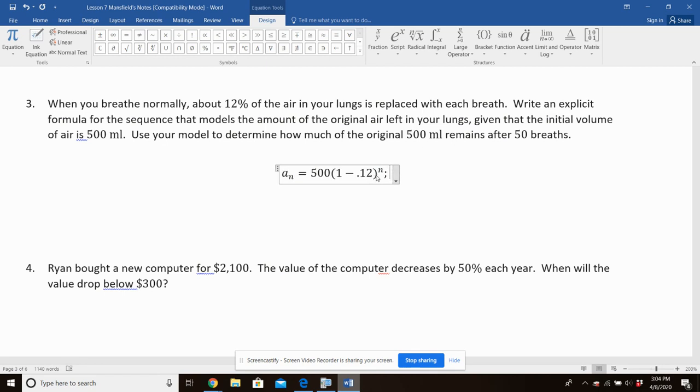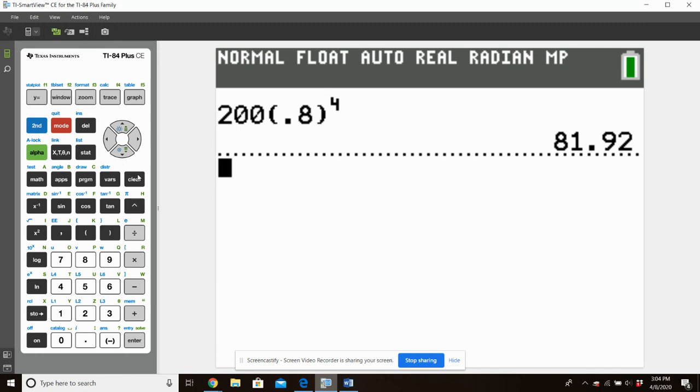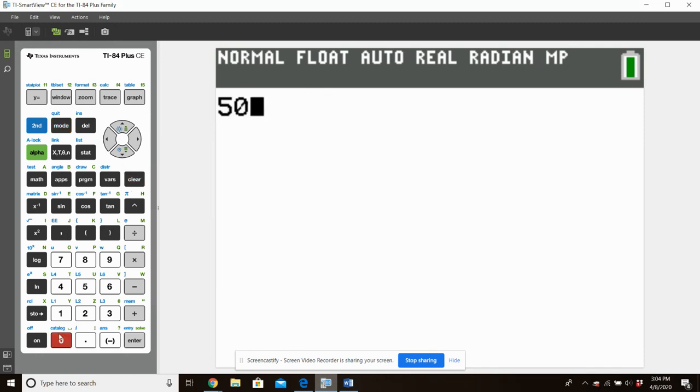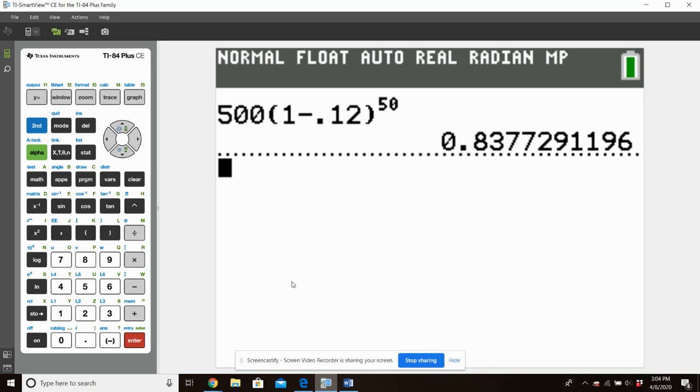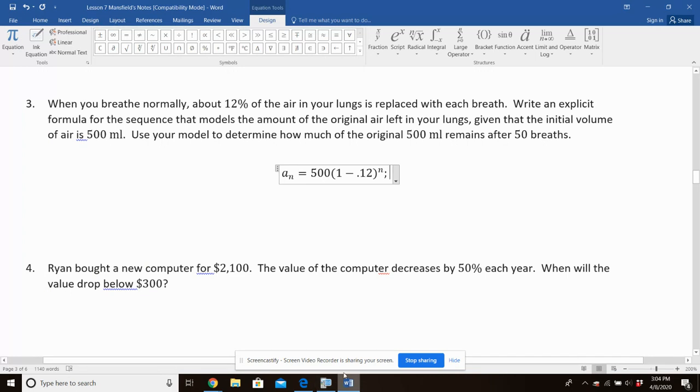And then let's use that model to determine how much of the original remains after 50 breaths. So to our calculator, I'm going to say 500, 1 minus 0.12, and we're going to raise that to the 50th power for 50 breaths. And it looks like 0.837 or 0.84 if you prefer would be left. So let's call that 0.84 milliliters would be remaining of that initial amount we took in.